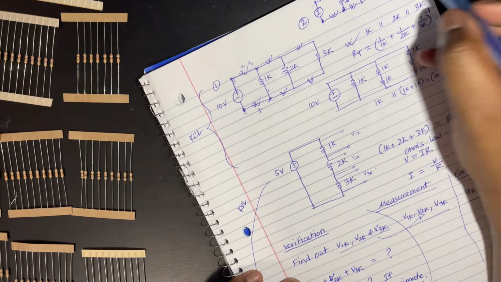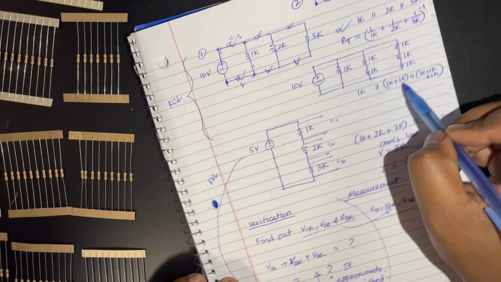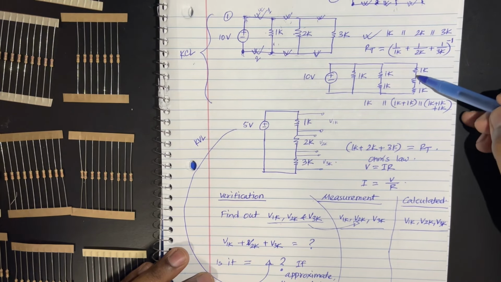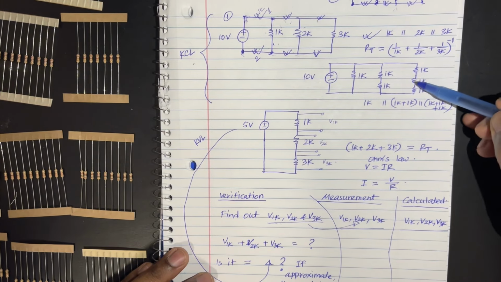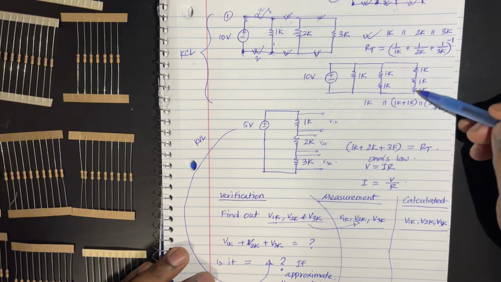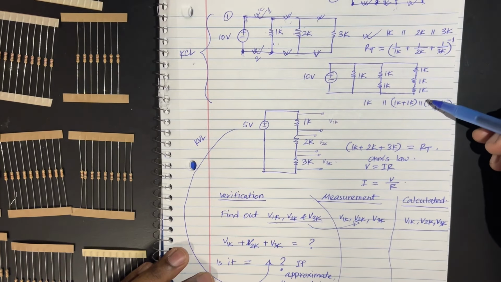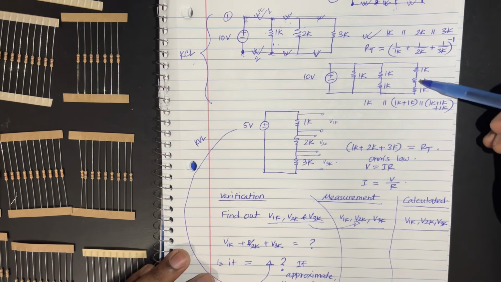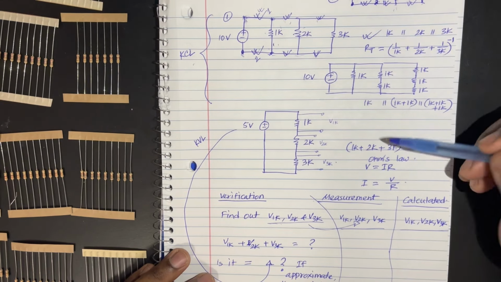Whenever you have a circuit combination like this, see this one, this one, this one: the end of this resistor connects with the start of this resistor, and the end of this resistor connects with the start of this resistor. If this is the case, these three resistors are in series, and when they are in series, the value of them adds up.